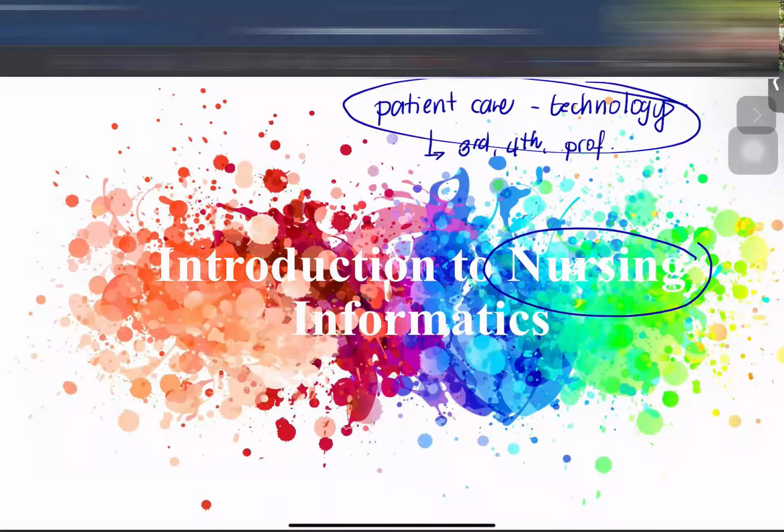So as I would like to repeatedly emphasize, the focus of our subject is still the care of your patients. Okay? Our focus is not that you will become experts in the use of the technology. Our focus is not that you will become experts in the use of equipment, software, and devices. But our focus is how to apply these devices and this technology in the care of your patients. So remember, that's the focus of your nursing informatics.